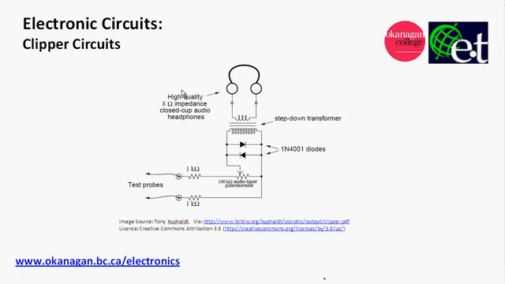A clipper circuit is a circuit that either cuts off or clips a part of an AC signal. Diodes are typically used to do this, and you can see in this little circuit here, this is a circuit to prevent a signal from driving these headphone speakers too loudly. These two diodes here are going to clip off any signal that's above their particular voltage, depending on what kind of diode we're looking at here. And we're going to look at a few examples of how these clipper circuits work.